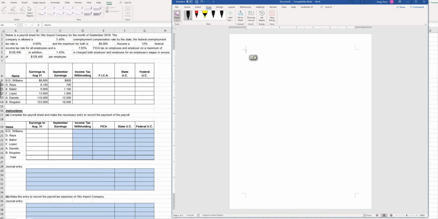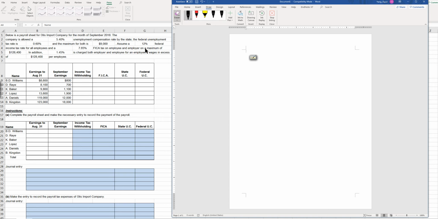Here we have a company subject to unemployment tax, statewide 5.4%, federal rate 0.6%, and unemployment tax is charged on each employee's first $9,000 compensation. Above that, there's no more unemployment tax.